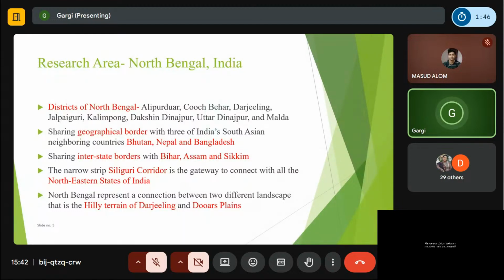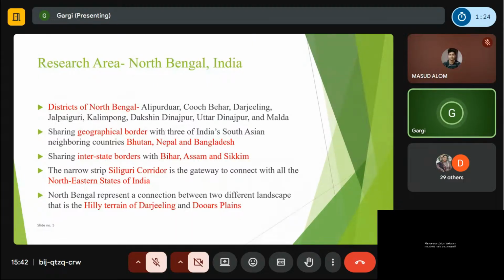This particular region has both geographic and strategic interest for India, as the region is sharing geographical boundaries with South Asian neighboring countries Bhutan, Nepal, and Bangladesh, and interstate borders with Bihar, Assam, Sikkim, and the Siliguri corridor, known as the Chicken's Neck, is the gateway to connect with the northeastern states of India.